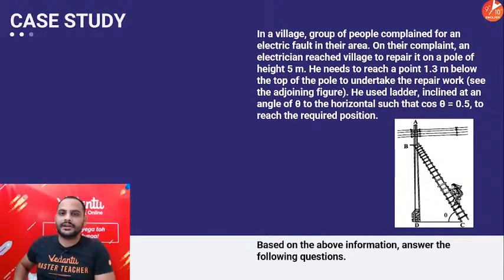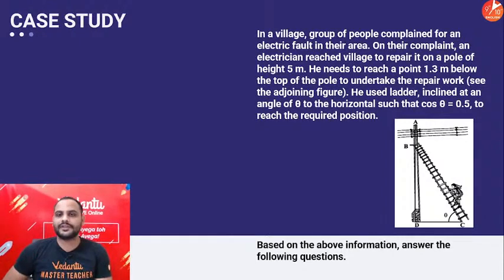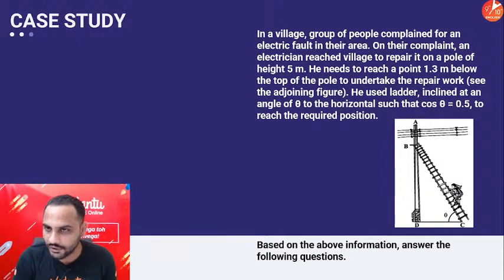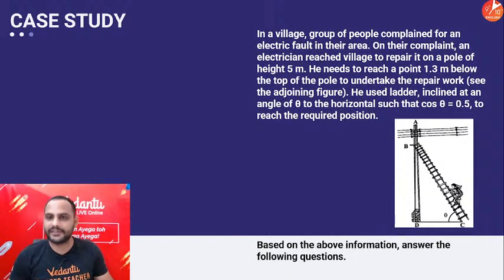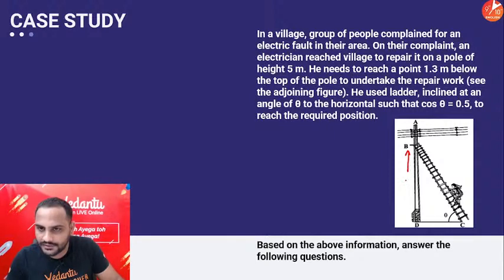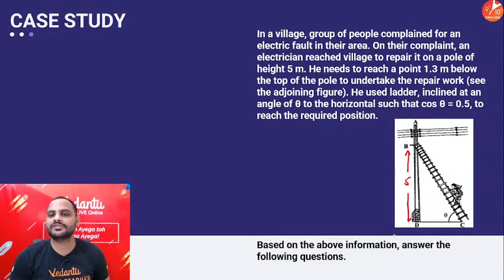Now here, in a village, a group of people complained about an electric fault in their area. On their complaint, an electrician reached the village to repair it on a pole of height 5 meters. So let us show it over here. The pole's height is 5 meters. Alright, he needs to reach a point 1.3 meters below the height of the pole. Achha. No, wait. Didn't read the question carefully. I have to read it again.